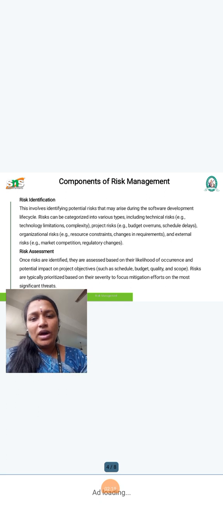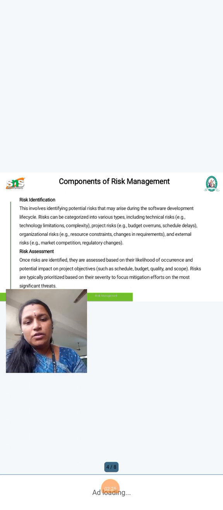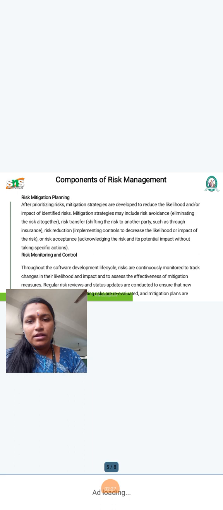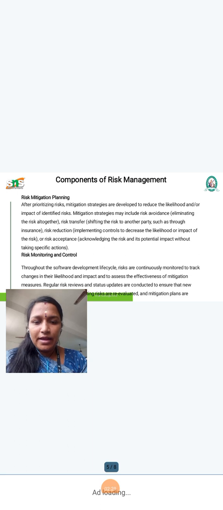Risk assessment. Once the risks are identified, they are assessed based on their likelihood of occurrence and potential impact, and prioritized by severity to focus mitigation effort. Then, risk mitigation planning.